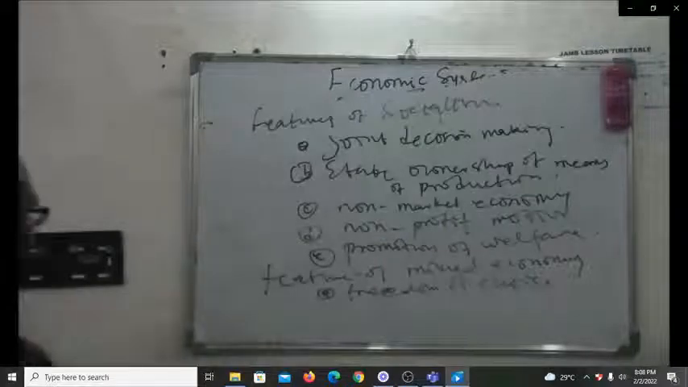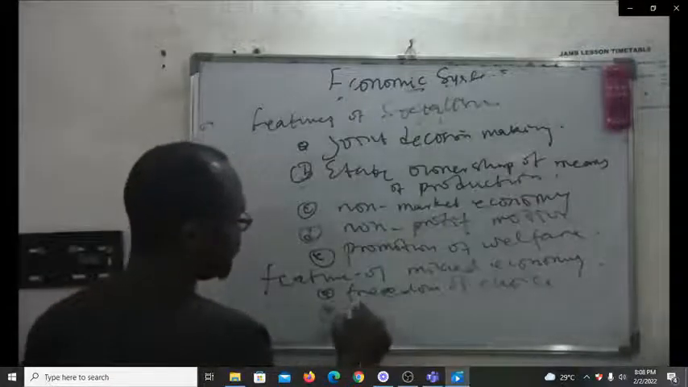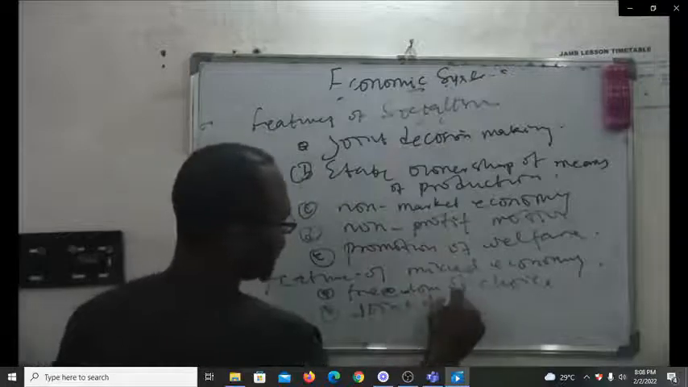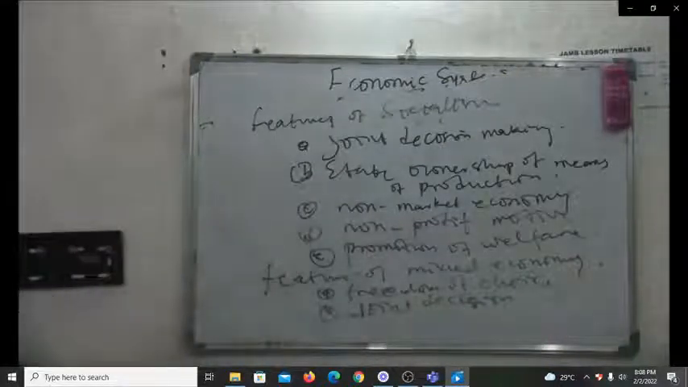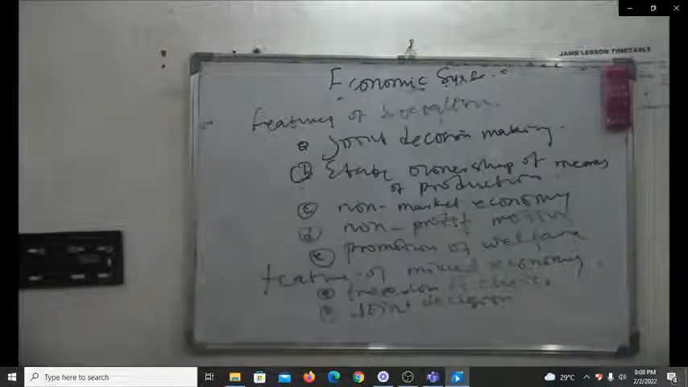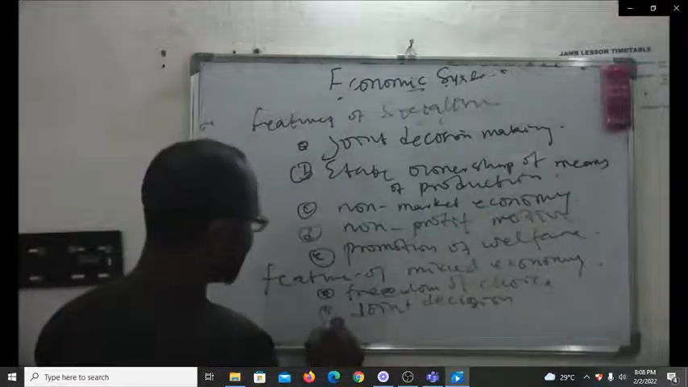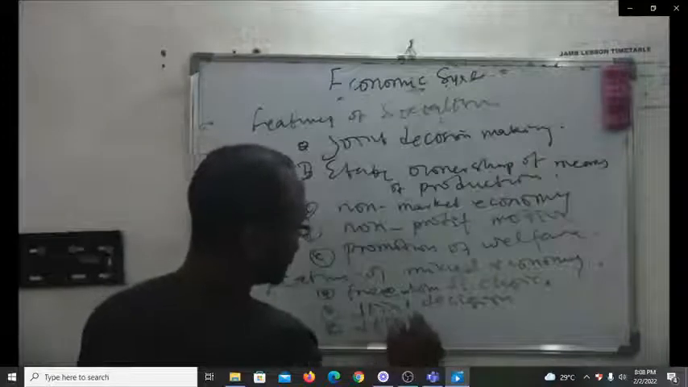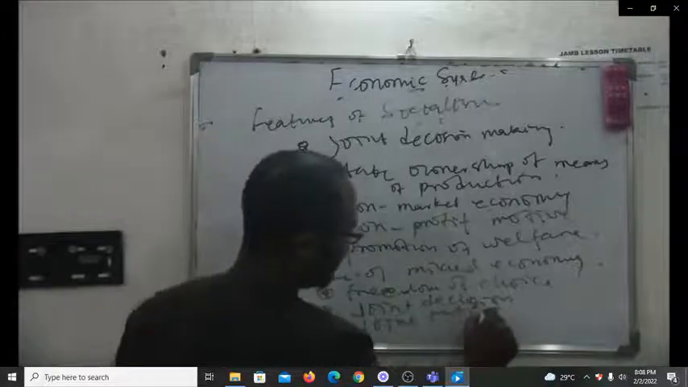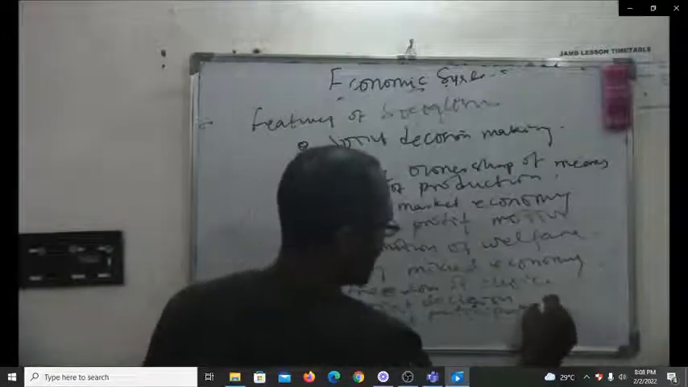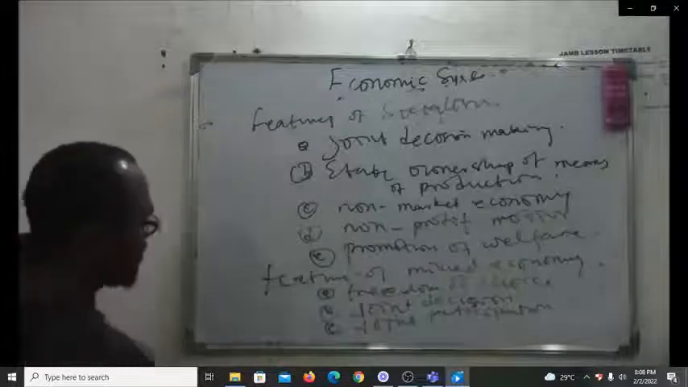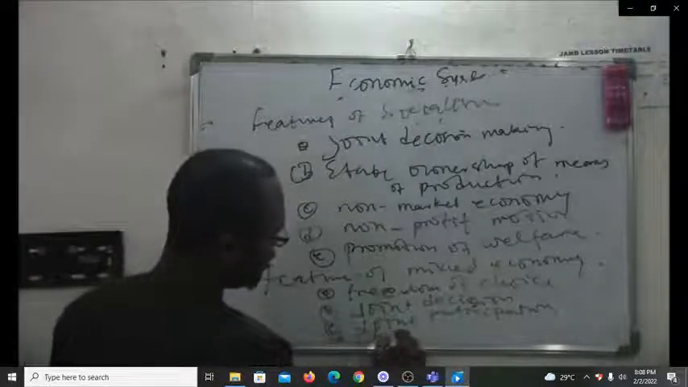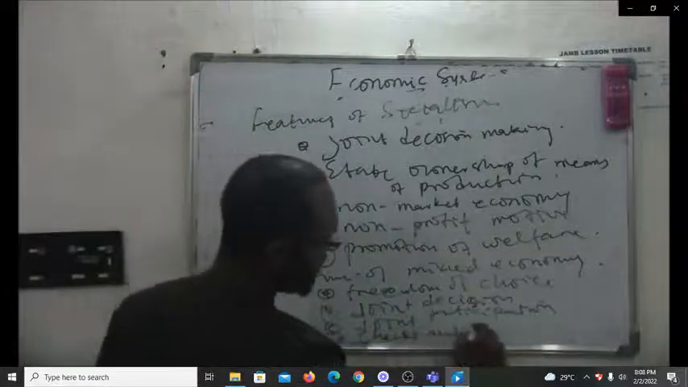There is also joint decision. You can have what we call public-private partnership. There is joint participation of both the government and the private sector, is it not? You have the government and the private sector owning the means of production. There is checks and balances. There is what? Checks and what?